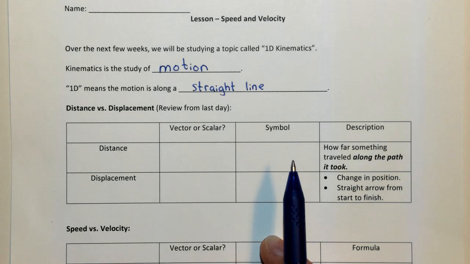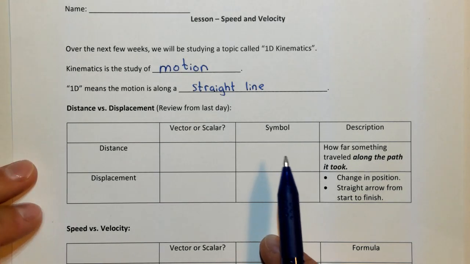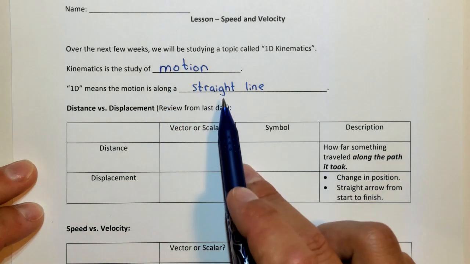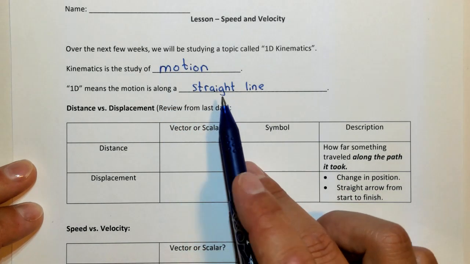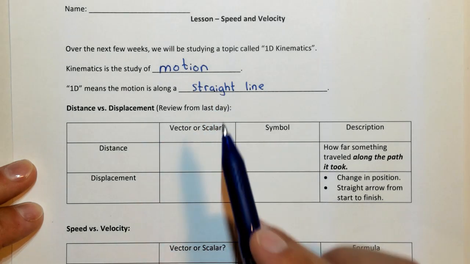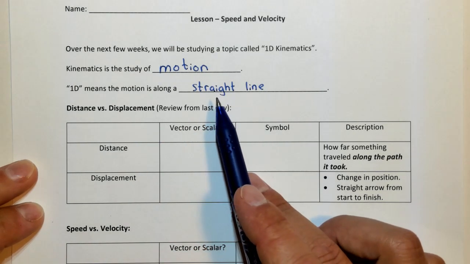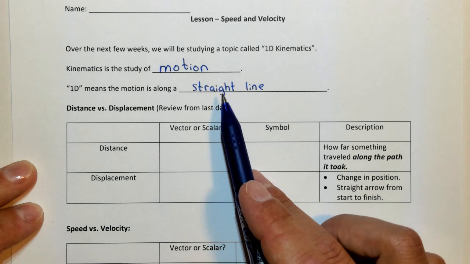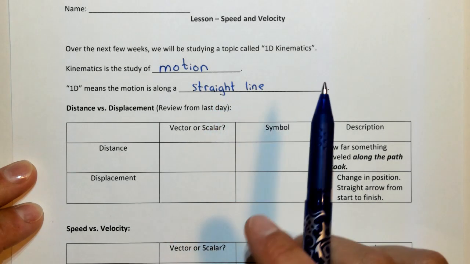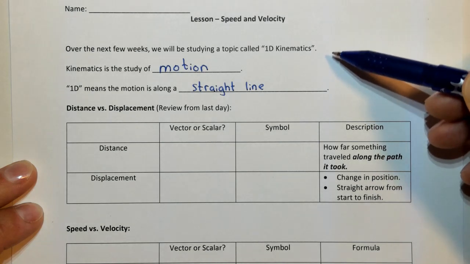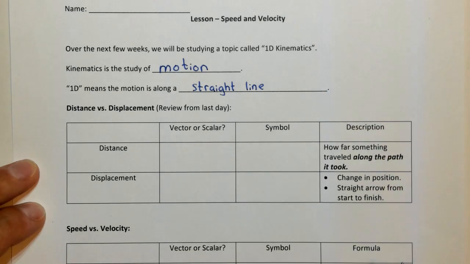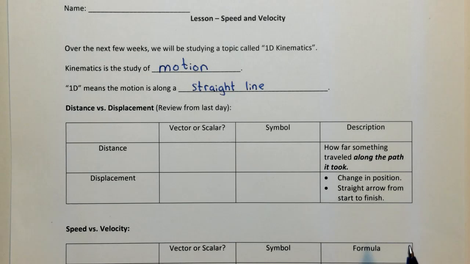So that's what we're going to study for the next few lessons, is 1D kinematics, or motion along a straight line. An example of this would be if you have a car that's driving down a straight section of road, maybe speeding up or slowing down. Or if you have a ball that you throw straight up in the air, and it goes up, reaches the top, and then comes back down. Those are both examples of motion along a straight line, or 1D kinematics.